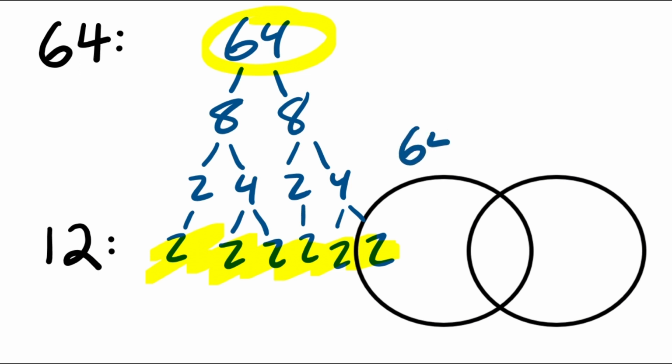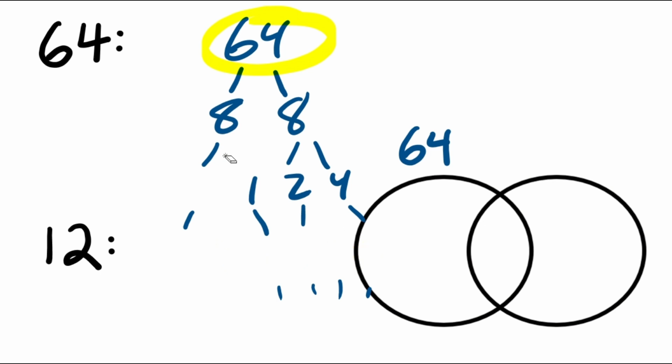So we're going to put our 64 right here. And then how many 2's do we have? 1, 2, 3, 4, 5, 6. We got 6 2's. So we're going to put all 6 of them in that particular side of the circle.